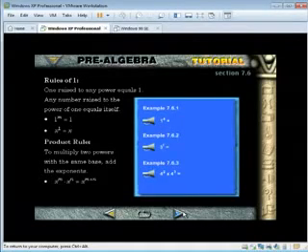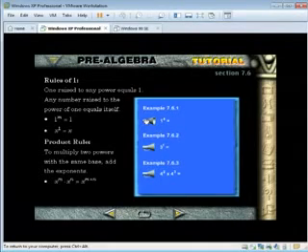Rules of 1. 1 raised to any power equals 1. Any number raised to the power of 1 equals itself. 1 raised to the power of m equals 1. x raised to the power 1 equals x.